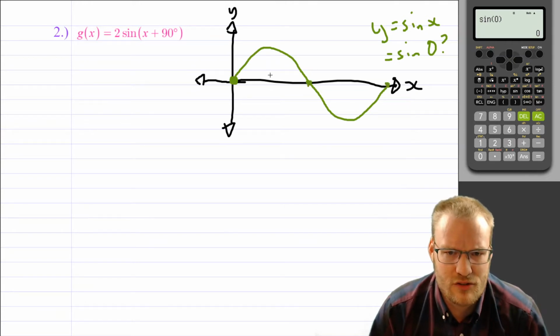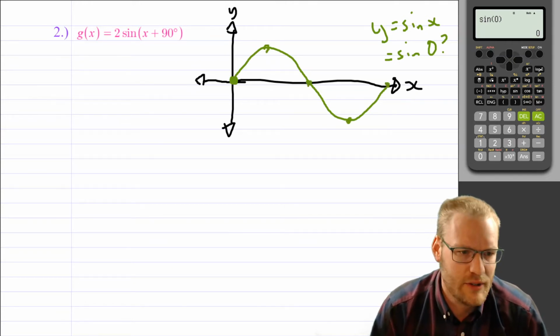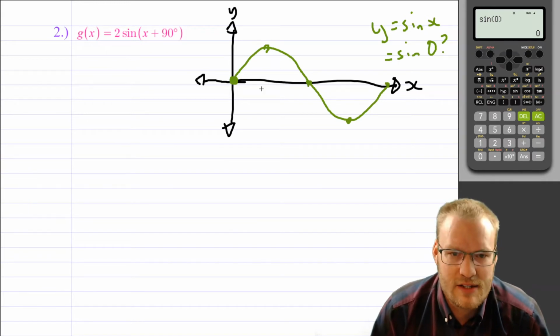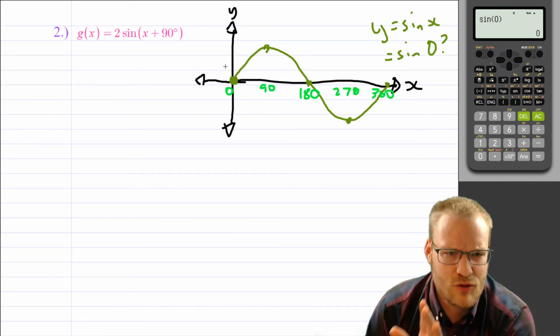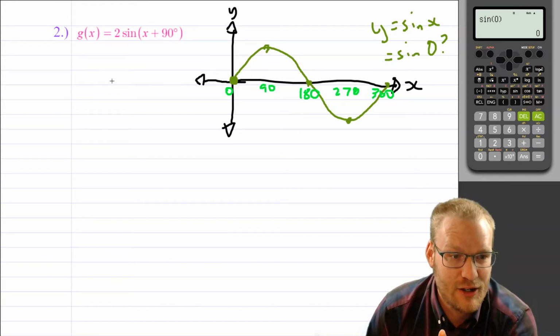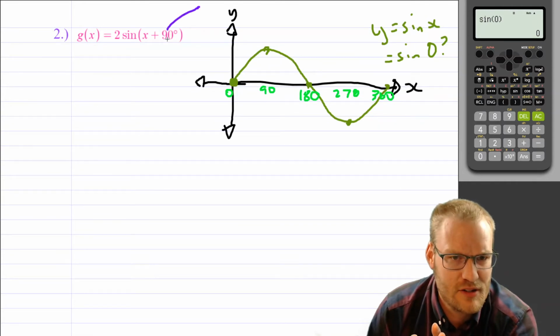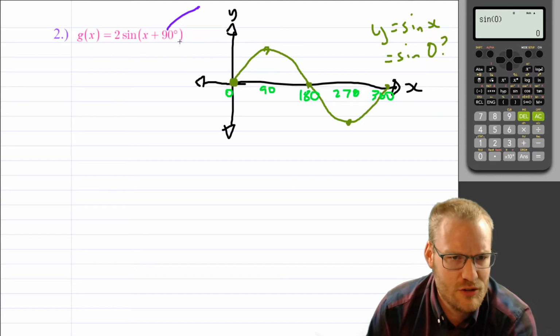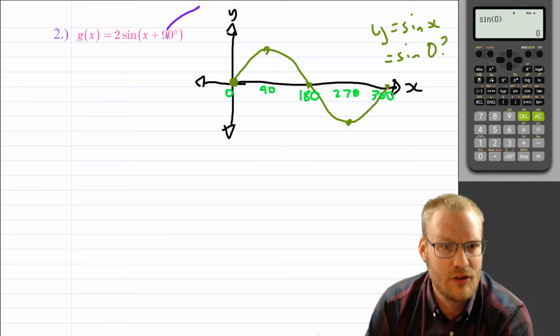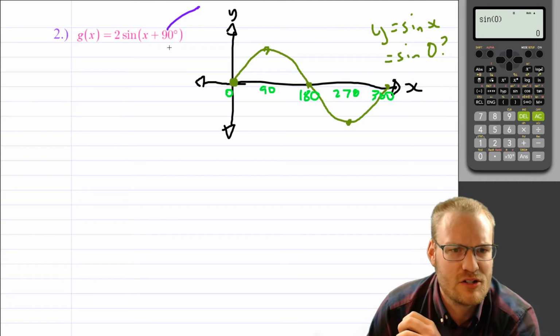Okay. Interesting points along the way we know happened every 90 degrees. So it's 0, 90, 180, 270, 360. Okay, so x plus 90. Our p-value this time, because we're going to do what's in the brackets first, and then we'll do the timesing 2. But first, brackets, exponents, division, multiplication, addition, subtraction.